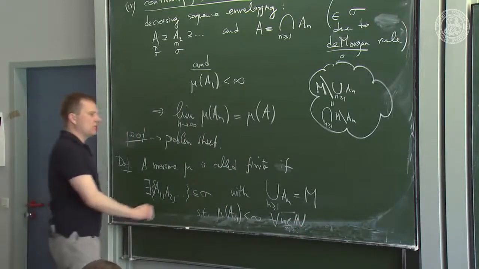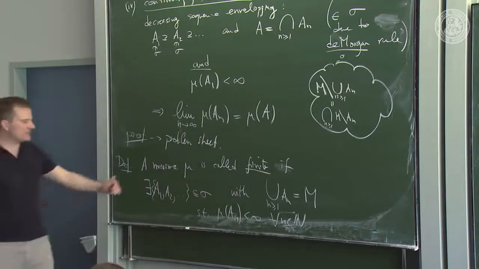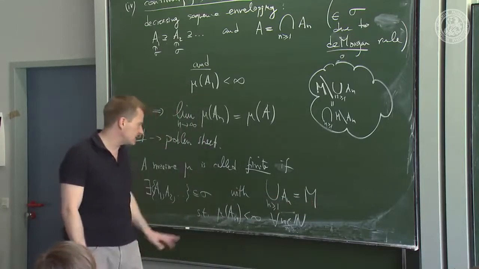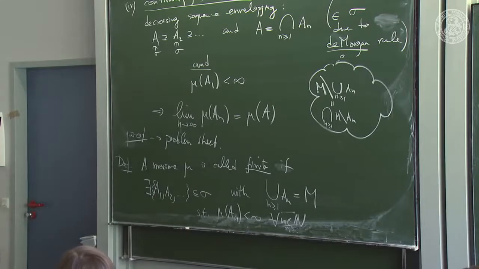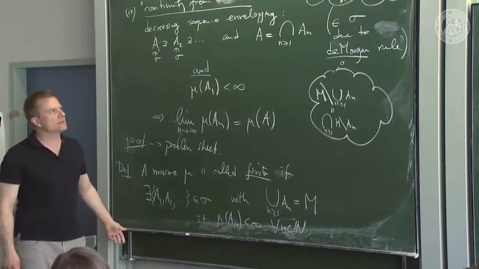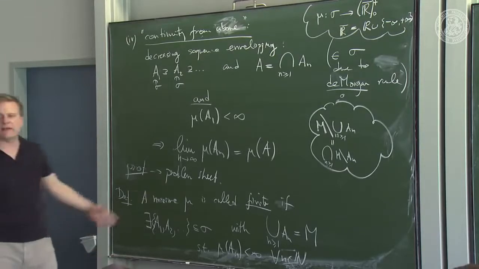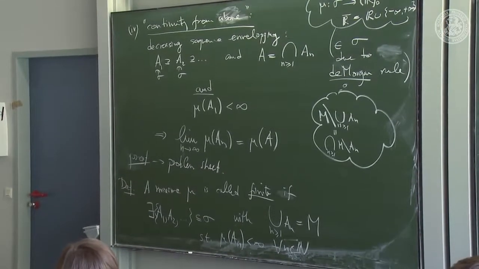So a measure is called finite, or sigma finite, if there exists an exhaustive sequence that exhausts the entire space such that every single one of those measures is finite. That doesn't mean that the measure of the whole space is finite. Okay? So there's a subtle definition here. And we'll mostly look at finite measures. And that's an important tool for proofs.